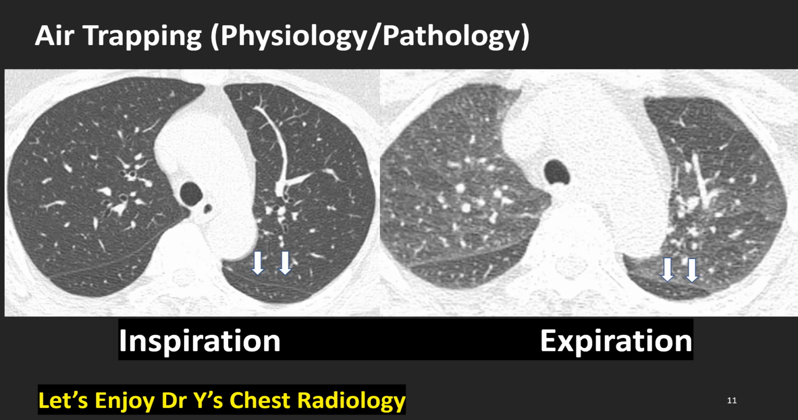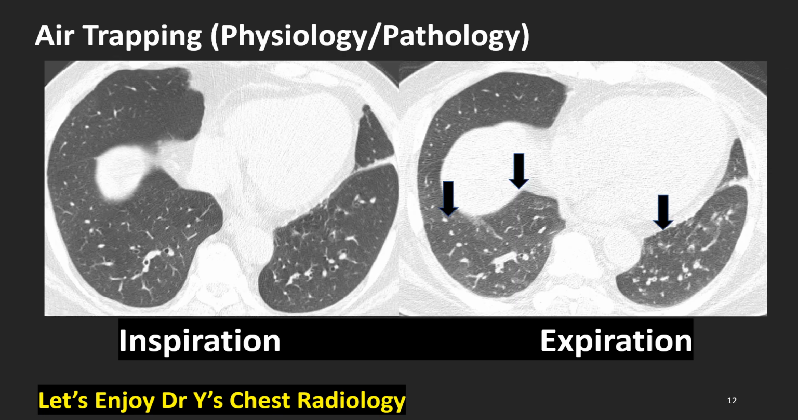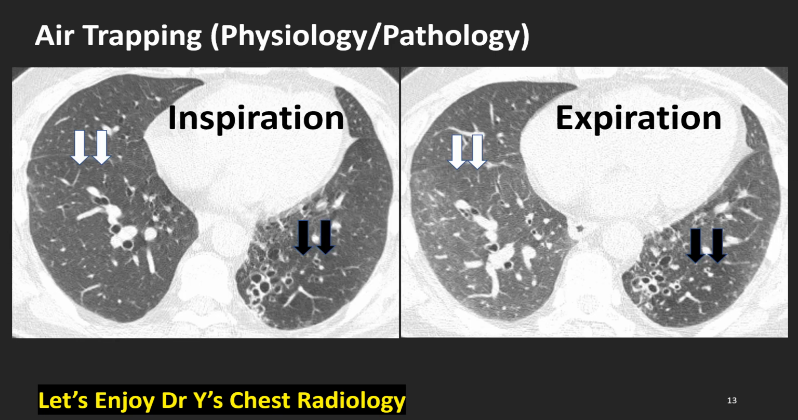Air trapping, physiology, pathology. Right side is expiration CT image. The arrows indicate the left lower lobe of lower density of air trapping. The arrows indicate both lower lobes of air trapping on expiration CT scan. Black arrows on expiration CT scan indicate left lower lobe air trapping. White arrows on the right lower lobe indicate no air trapping in the right lower lobe.